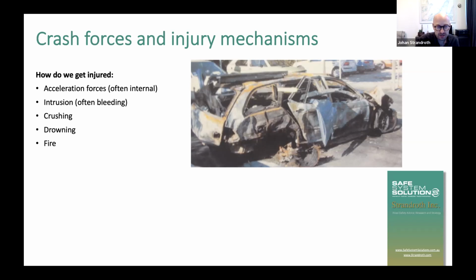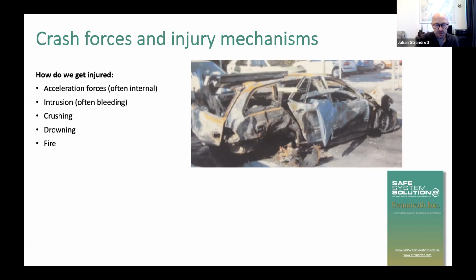So it may not be that they would have died even though they become unconscious, but that sort of disables them to get out of the vehicle. So these are the ones that I wanted to mention to you. I think in general, these give quite a good understanding of how we injure ourselves.